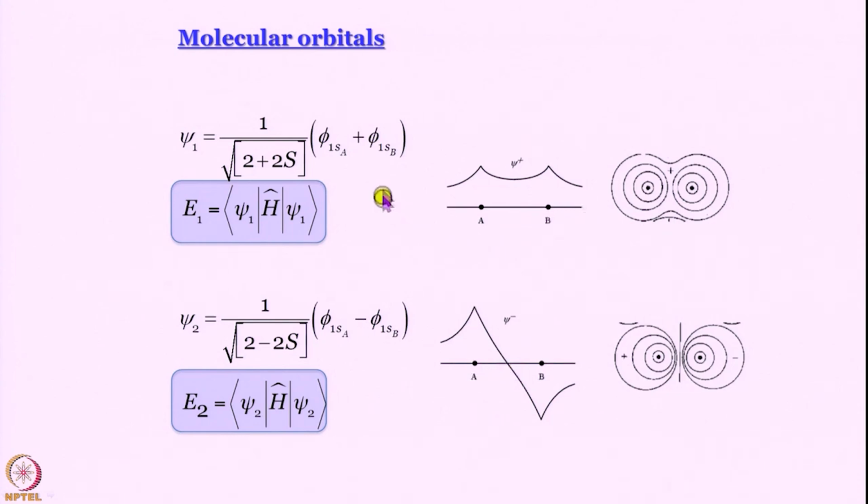So this here is called the bonding situation, bonding lowers energy, and this here is called the anti-bonding situation, anti-bonding orbital. Why? Because there is an increase in energy compared to isolated atoms. If there was no change in energy, we would have called it a non-bonding orbital, right.